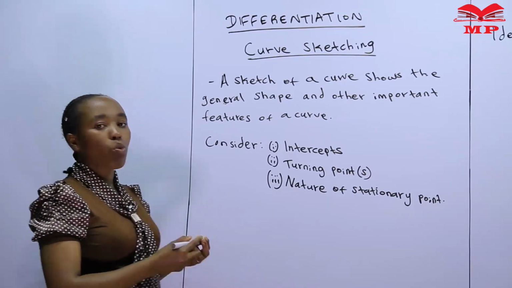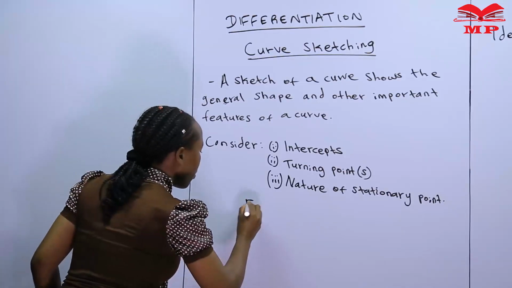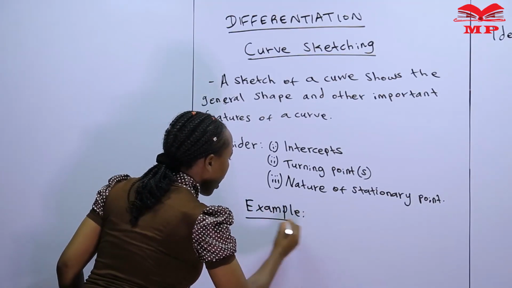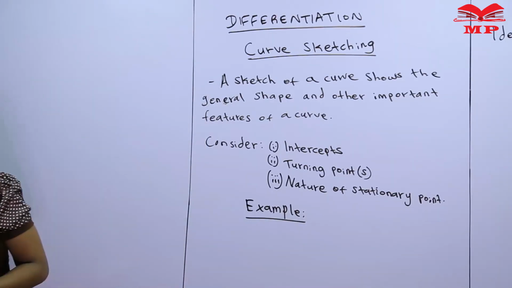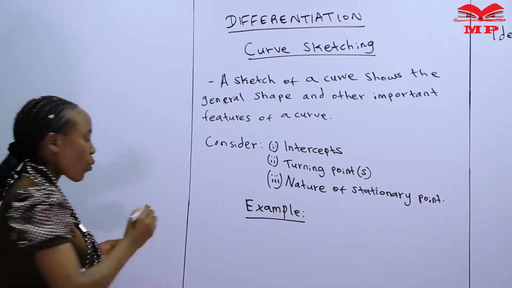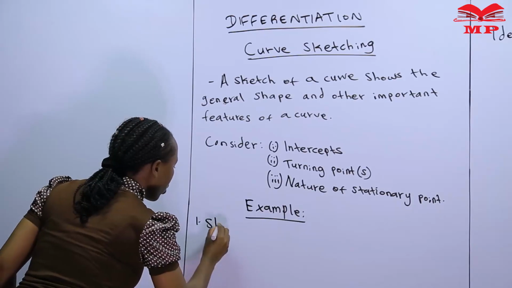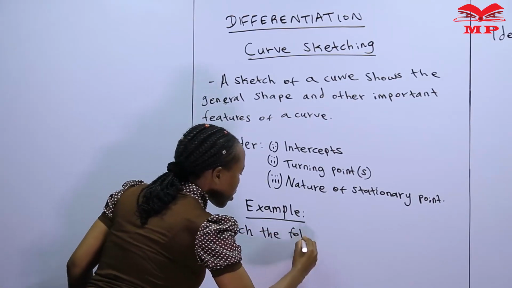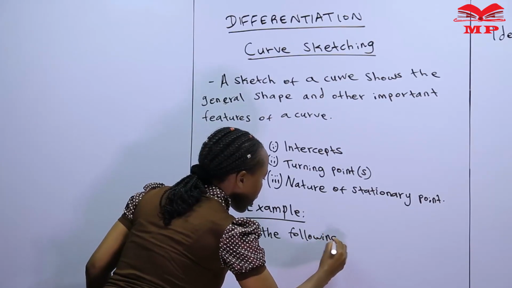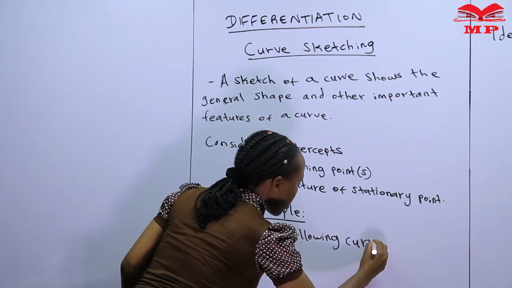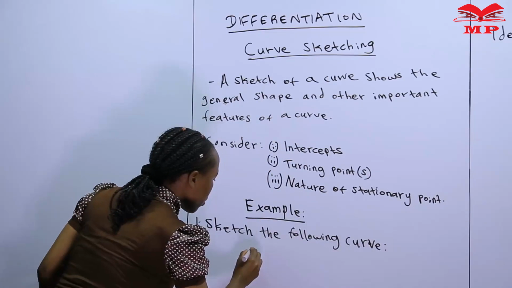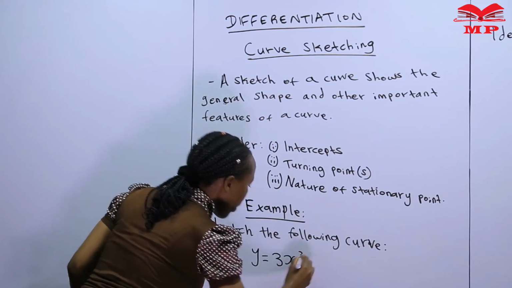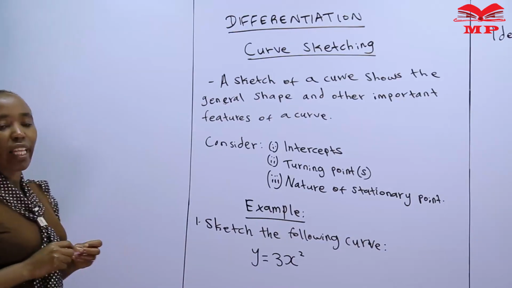Now, I'd like us to do an example whereby we are going to sketch a curve. In this, we are told to sketch the following curve, and the equation for the curve is y is equal to 3x squared. I want us to sketch that curve.